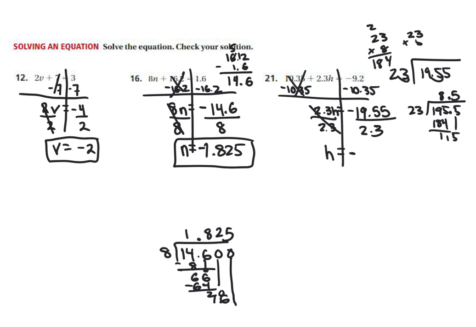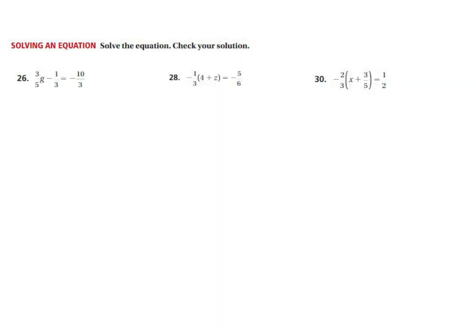23 times 5. 5 times 3 is 15. Carry the 1. 5 times 2 is 10, and 1 more is 11. So there's no remainder. So h is negative 8.5. Now for 26 through 30, solve the equations, but now we have fractions.